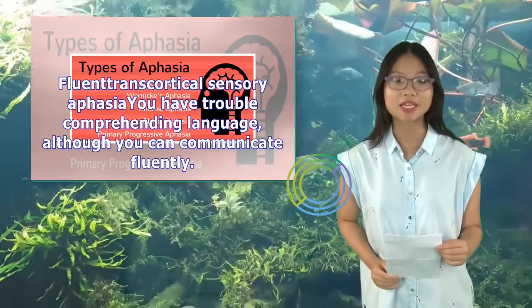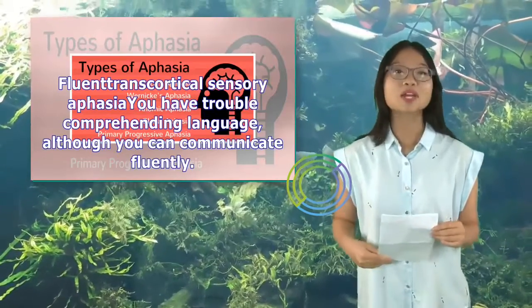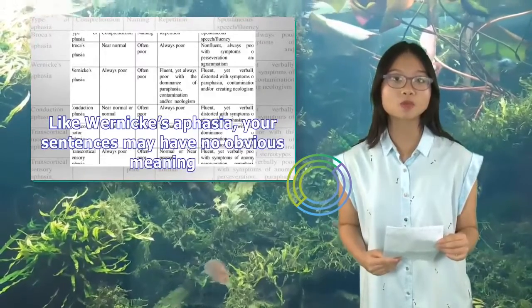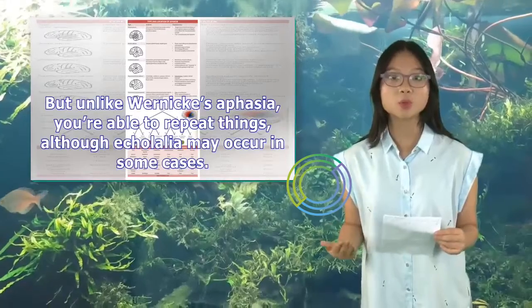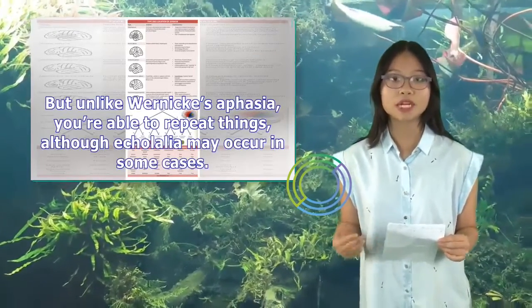Fluent transcortical sensory aphasia. You have trouble comprehending language, although you can communicate fluently. Like Wernicke's aphasia, your sentences may have no obvious meaning. But unlike Wernicke's aphasia, you're able to repeat things, although echolalia may occur in some cases.